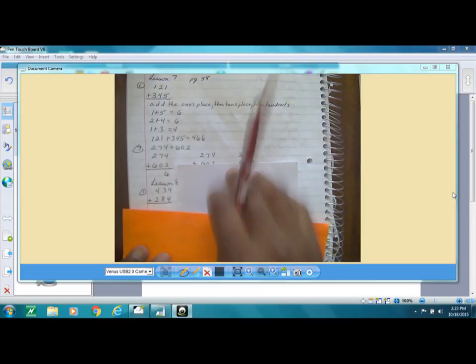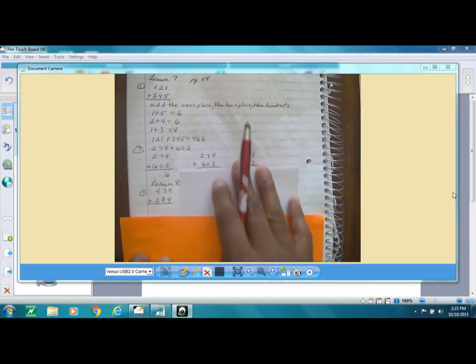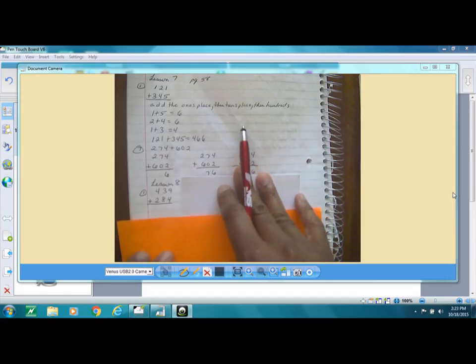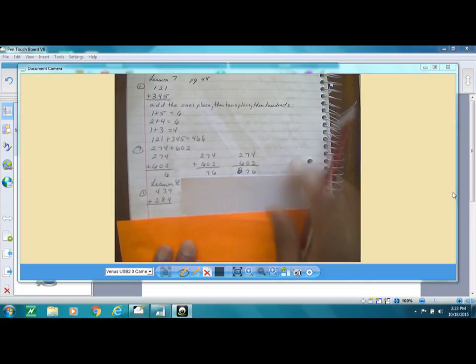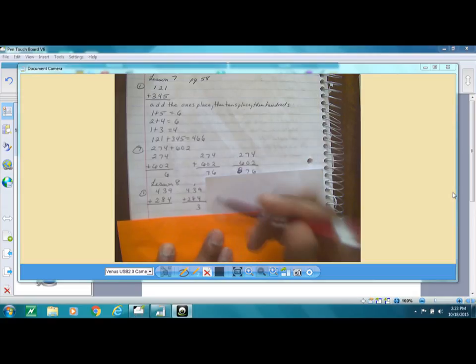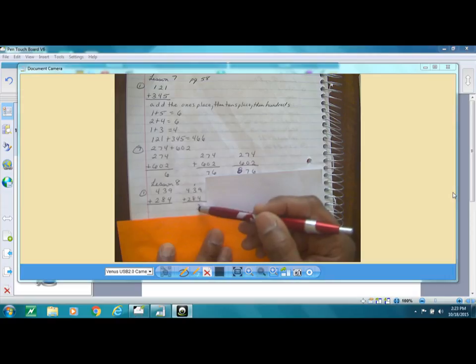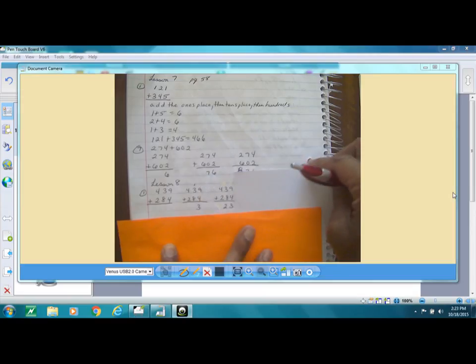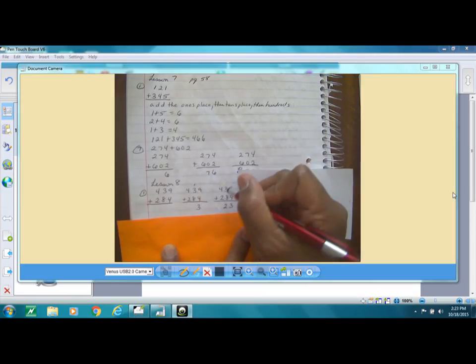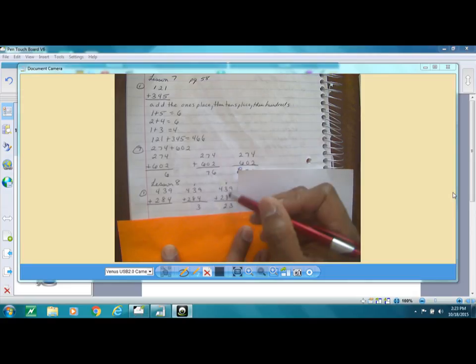Now we move on to number 8. Number 8 is going to be adding 3-digit numbers, but it's going to be with regrouping. The rules are still the same. You're going to add your ones place, then your tens place, then your hundreds place. So when you add the ones place, you have 9 plus 4, and that equals 13. You can only put one number down here, so you put 3, you carry the 1. You come over here to the side, you have 3 plus 8 is 11, plus the 1 that you carried, and that's 12.